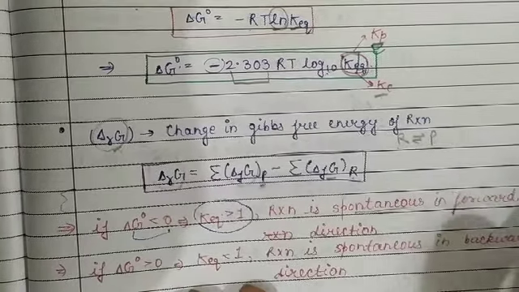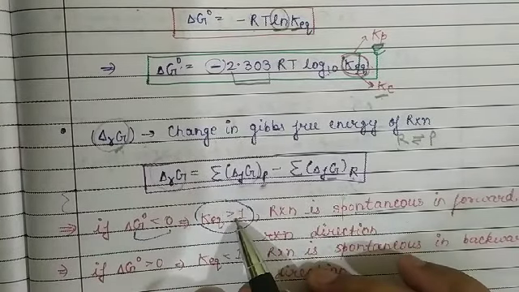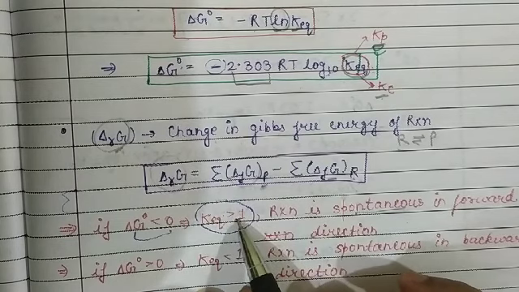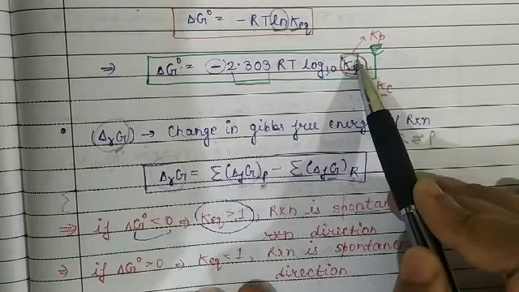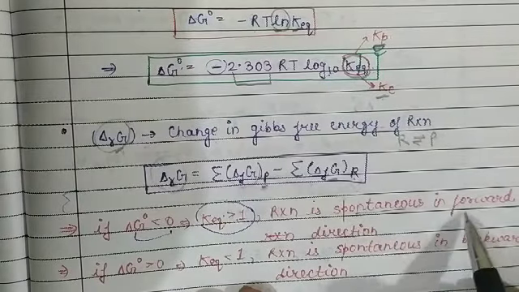So basically K equilibrium more than 1 is the condition of forward reaction, as we have studied. So K equilibrium more than 1 means forward direction, and delta G naught less than 0, which means the reaction is spontaneous in the forward direction.